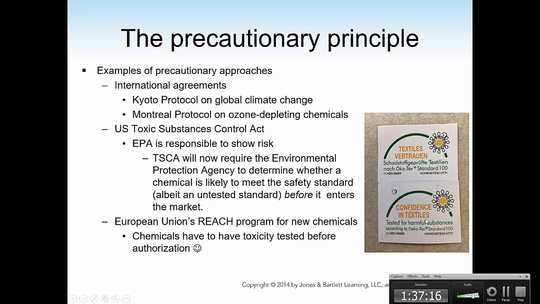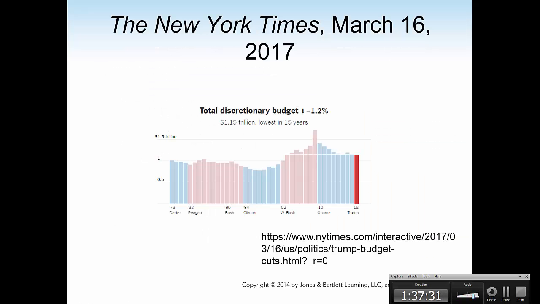But this is confidence in textiles. Tested for harmful substances according to, and I'm not even quite sure what the standard is, but here it is in German if you wanted to see that. So I thought, yay, could we please do that?